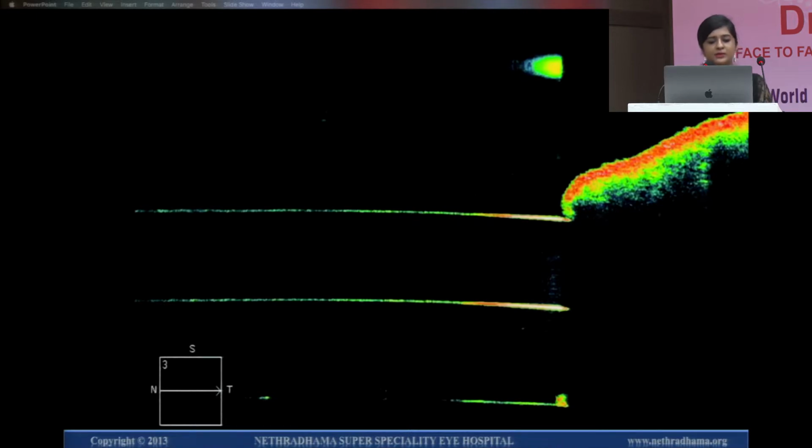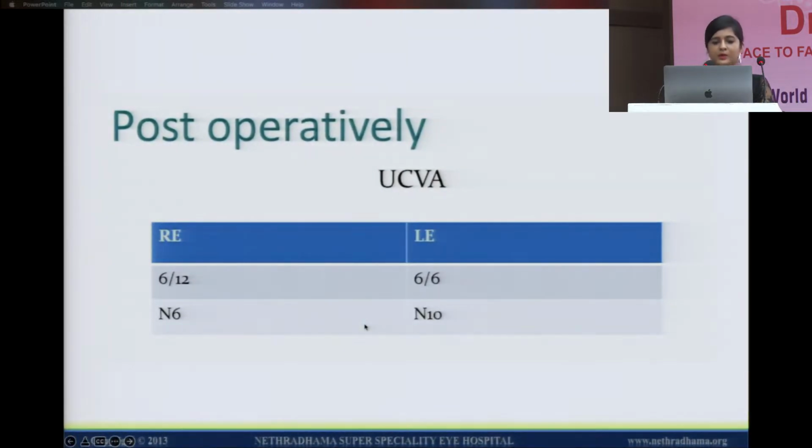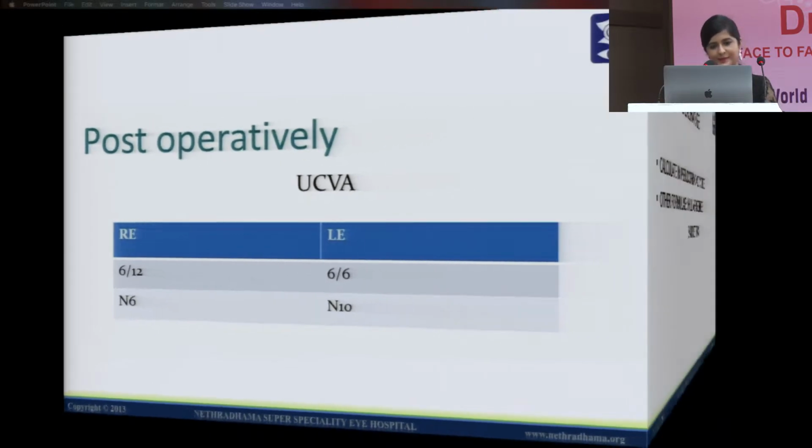So post-operative OCT shows us both the lenses, one in the sulcus just below the iris and one in the back. And post-operatively, she was binocularly 6/6. Her left eye was dominant, so for distance she was 6/6, and the right eye for near she was N6, and binocularly she was 6/6 and N6.